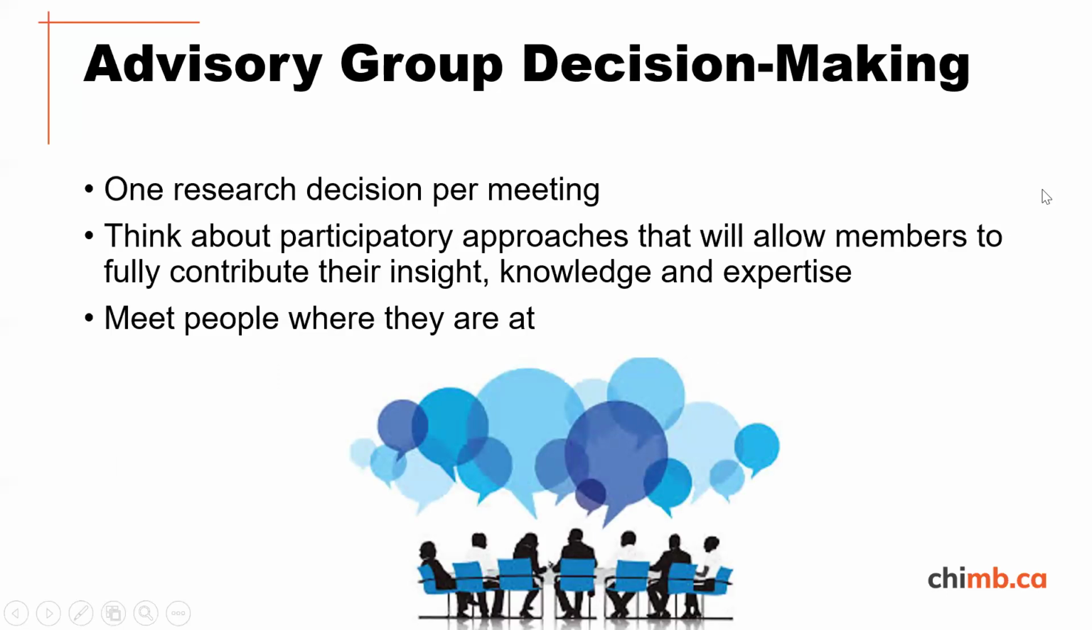A few other pieces of advice. I really recommend having one research decision per meeting. A lot of times if you try to cram a bunch of different research decisions into one meeting, it can get confusing, but also you run out of time, and things start falling into the online space. By dedicating one research decision per meeting, you can really tackle it and have space for people to meaningfully contribute to the decision. Think about participatory approaches that will allow members to fully contribute their insight, knowledge, and expertise.